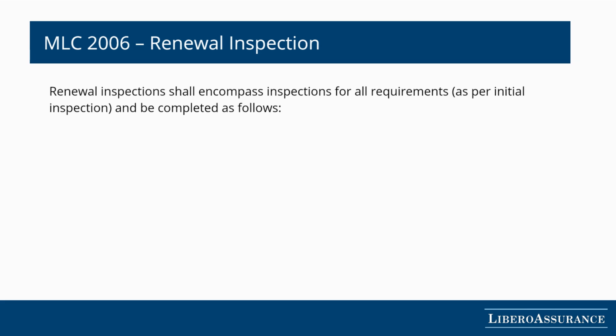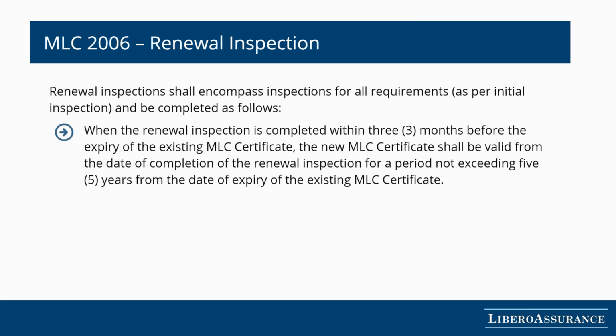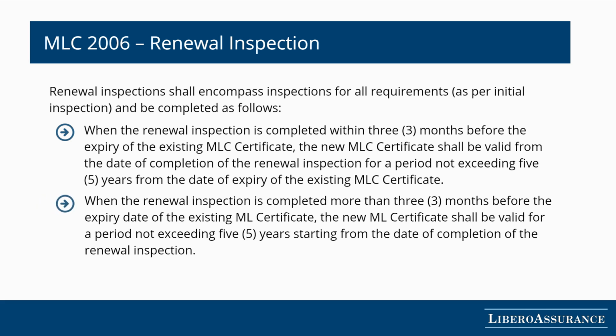The renewal inspection covers all requirements of the initial inspection. If completed within 3 months before the current certificate expires, the new certificate is valid for up to 5 years from the expiry date of the existing one. If completed more than 3 months before expiry, the new certificate is valid for up to 5 years from the date of the renewal inspection.